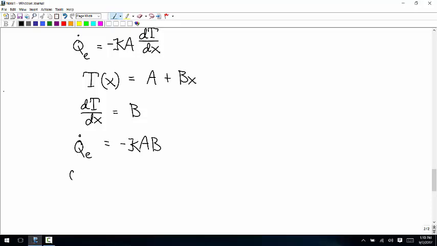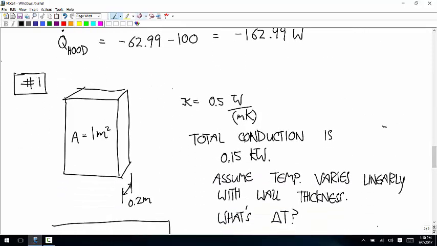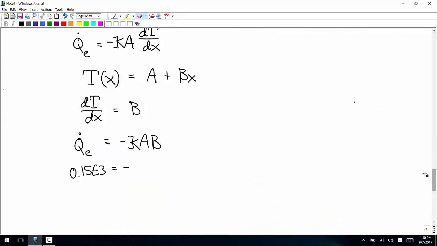And so now we have 0.15 times 10 to the third is equal to negative 0.5 times 1 times b. And so b is equal to negative 0.30 times 10 to the third.